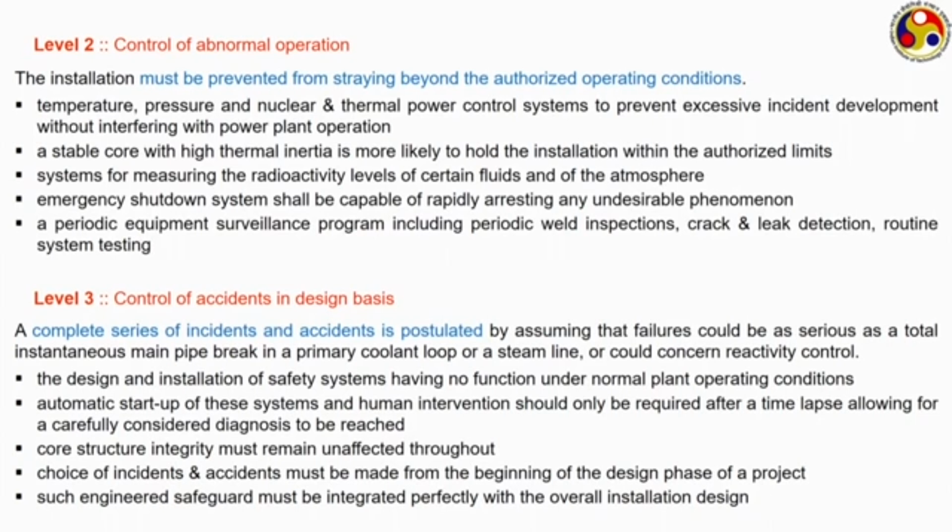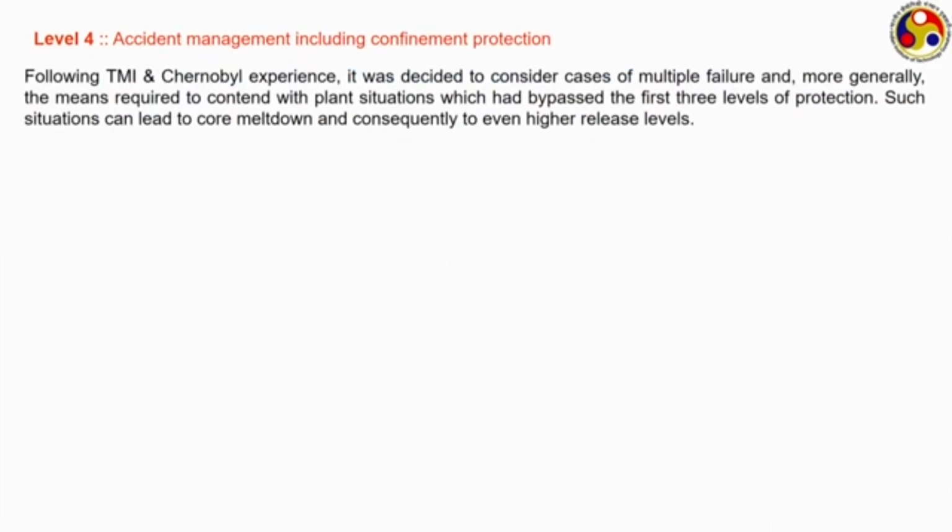So, the equipment or installations which come under this third layer should be able to subside all those design level accidents, that is the accidents which we can foresee, and therefore their effects have been considered while designing the system itself. Fourth is accident management, including confinement protection.